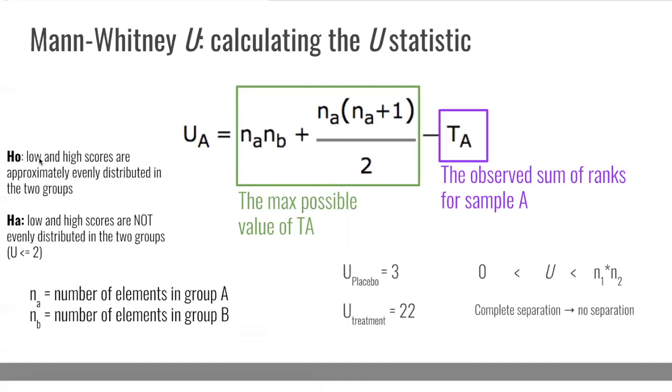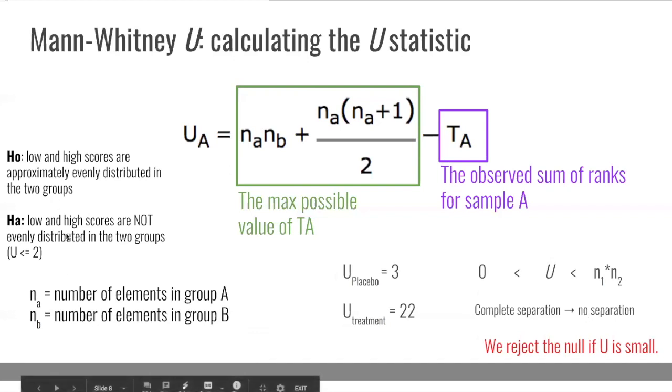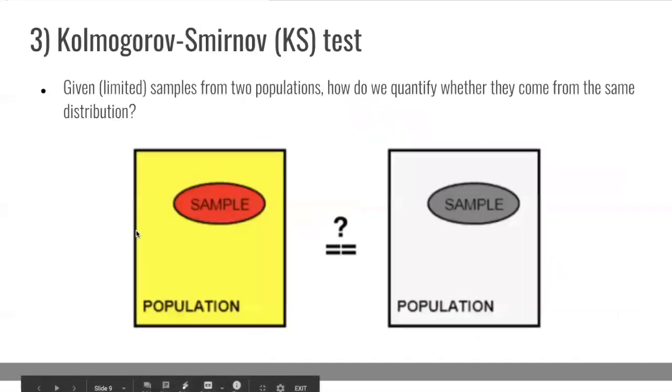As a reminder, our null hypothesis here would be low and high scores are approximately evenly distributed between the groups, right? There's no separation. The alternative would be low and high scores are not evenly distributed. This happens when U is less than or equal to 2. So between 0 and 2 indicates that there is a lot of separation, and you can start to think that these groups are distinct from one another. What we notice here, our U placebo in each of the groups is either 3 or 22, which is not less than or equal to 2. And we only reject the null if U is small, right? If U is less than or equal to 2.